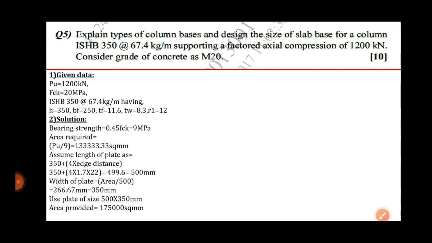Then from the length of the base plate, we have to calculate the width of the base plate, which is equal to area divided by L, and the width of the base plate is 350 mm. So we have to use the size of the base plate as 500 by 350. So the area provided is 175,000 mm square.